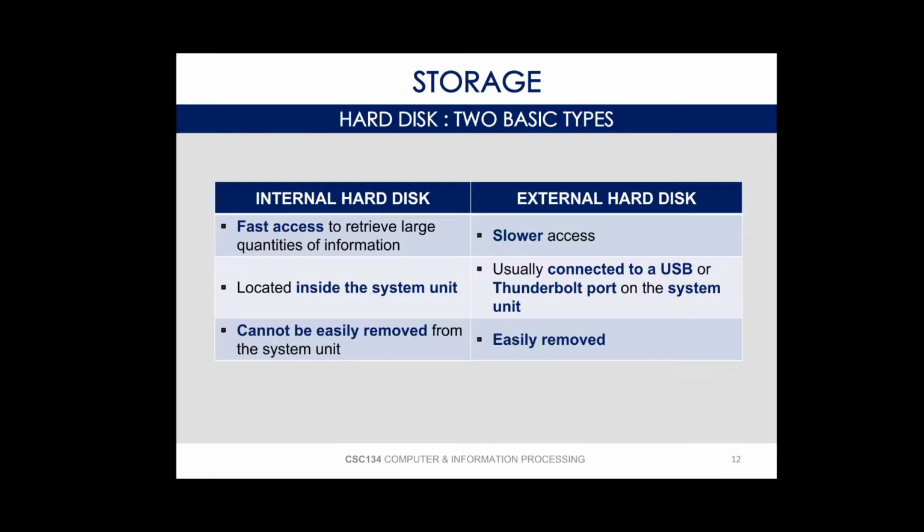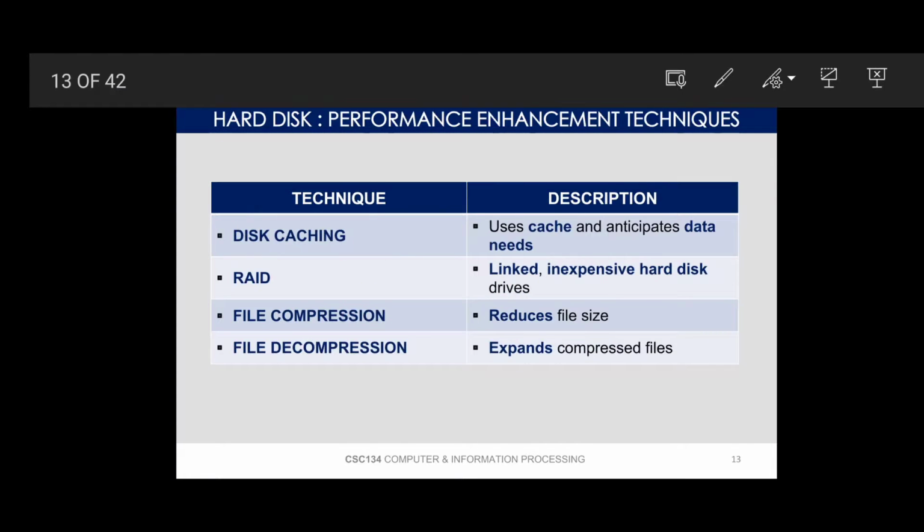Then there are internal hard disks and external hard disks. Internal has fast access to retrieve large quantities of information, while external has slower access. Internal is located inside the system unit. External is usually connected by USB, while the internal unit cannot be easily removed from the system.